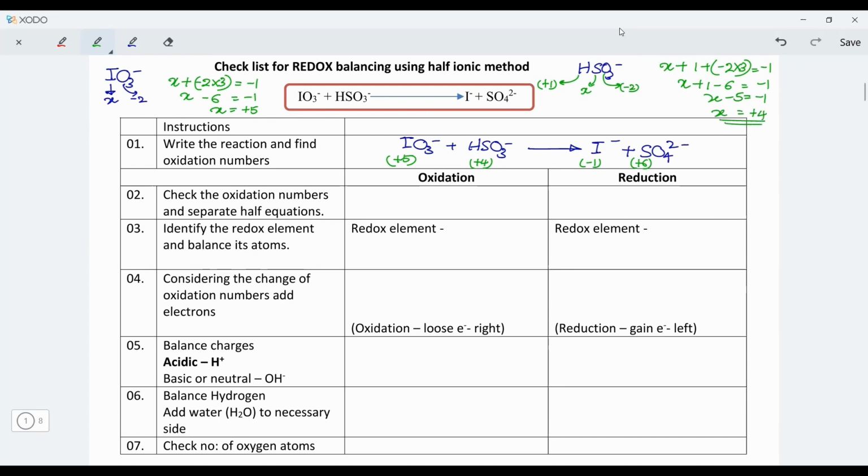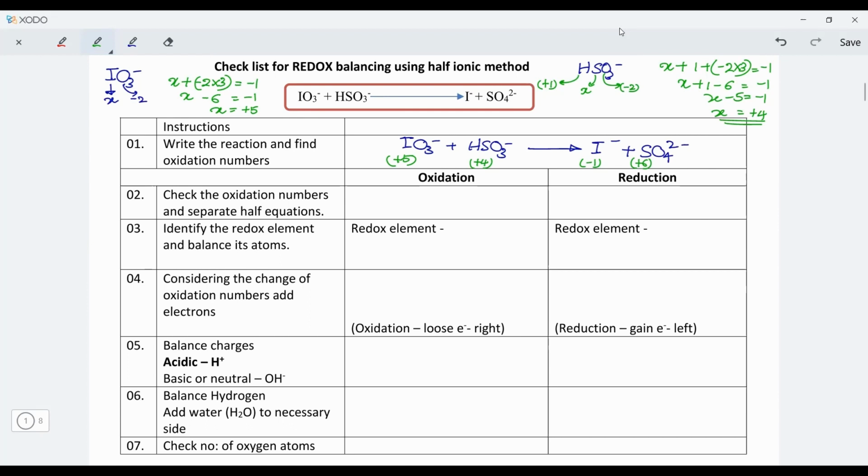So it's very simple, right? You use a mathematical method and find the oxidation number. Remember, always the sum of the oxidation numbers is equal to the charge of that species. By that method, we can find oxidation numbers. So that step is done.